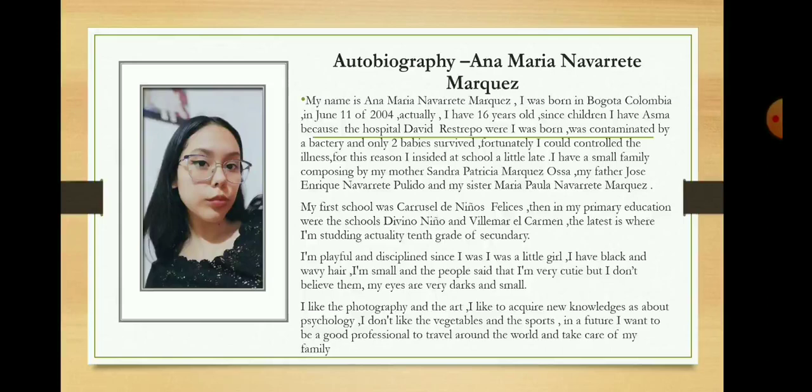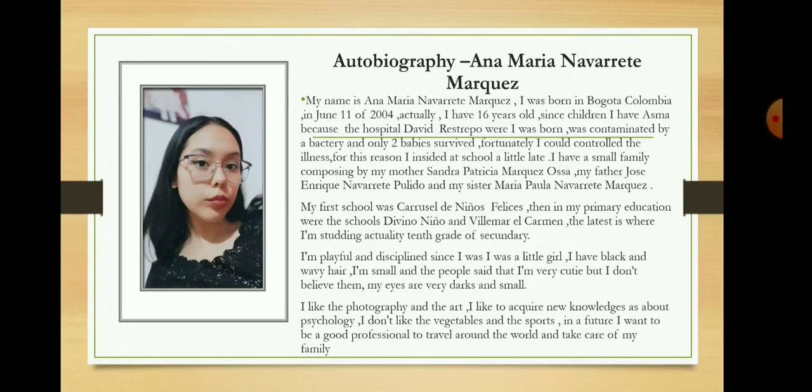I have a small family composed of my mother, Sandra Patricia Márquez Sosa, my father, José Enrique Navarrete Pulido, and my sister, María Paula Navarrete Márquez. My first school was Carrusel de Niños Felices. Then, in my primary education, were the schools Divino Niño and Villa Mar el Carmen. The latter is where I'm currently studying 10th grade of secondary.